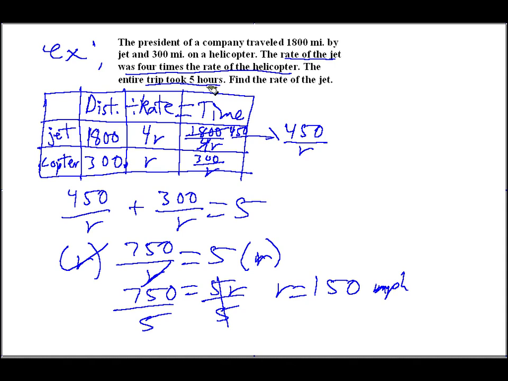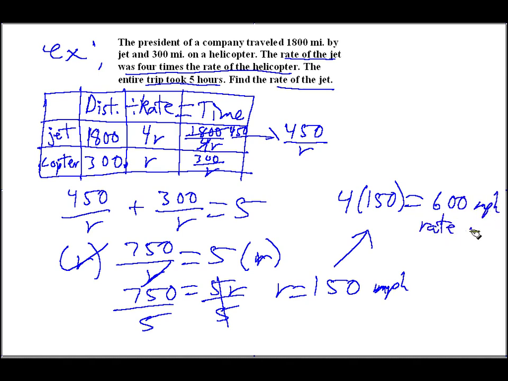What I want is the speed of the jet. Let's find the rate of the jet, all right? So what do we know about that? Well, the jet speed is 4 times that, right? The rate of the jet was 4 times the rate of the helicopter. So therefore, the jet speed is going to be 4 times 150, which is 600 miles per hour. This is the rate of the jet.